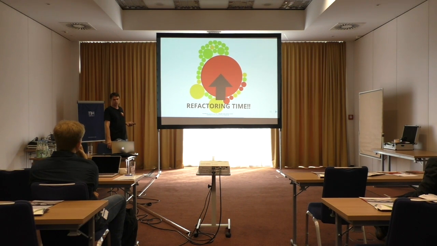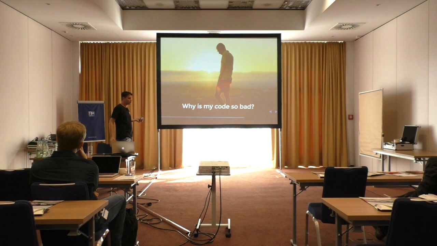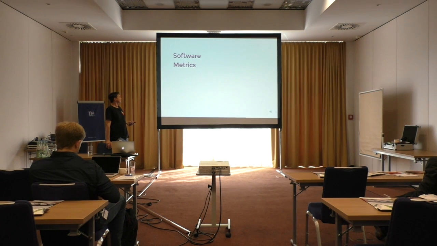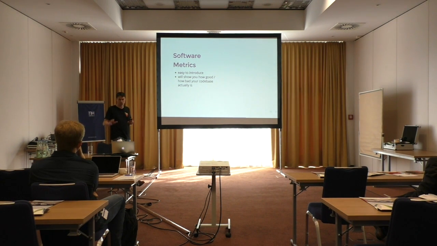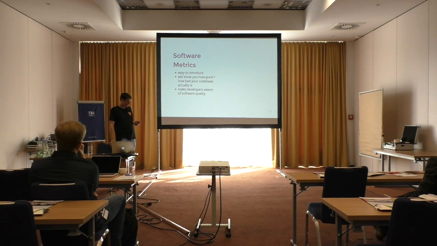What they don't do is tell you why your code is so bad. They tell you that your code is bad, and you could say, okay, I knew that before, thanks for telling me, but why? I need advice. I need to make it better. So, as I said, the software metrics will show you how good or how bad your code base actually is, but they will not tell you what exactly was wrong. However, they make the developer a little bit more aware of software quality in general. That's what I'm pretty much thinking. And it helps you identify problem areas.